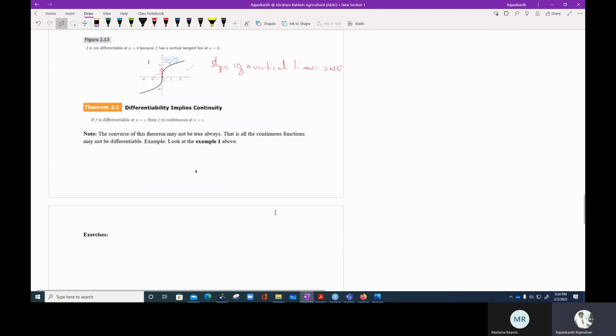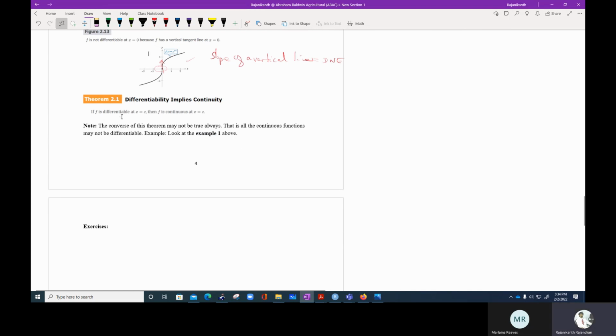So there's a theorem. If f is differentiable at one point, then the function f should be continuous at that point. Okay, so if it is differentiable, then the function should be continuous, not the converse. Not the converse. All the continuous functions are not differentiable, whereas all the differentiable functions are continuous.